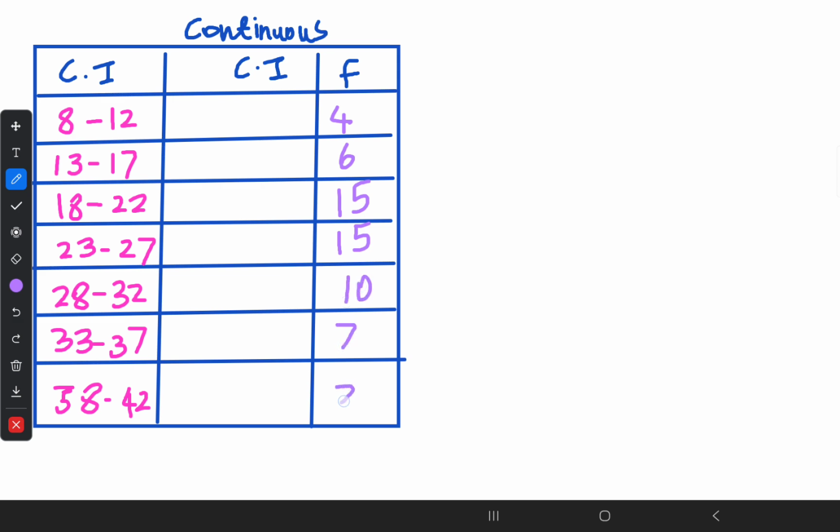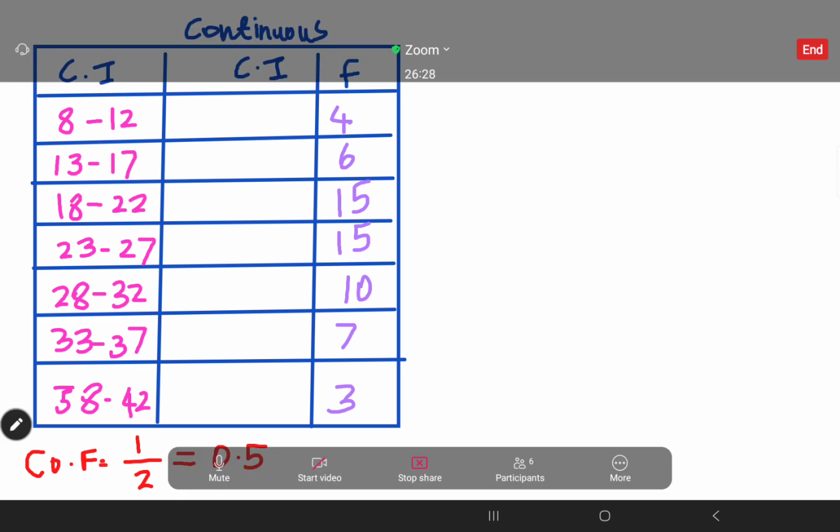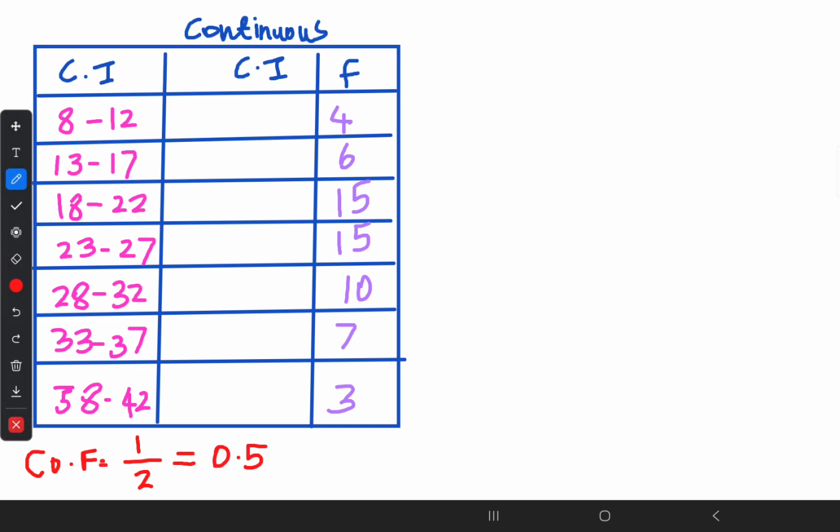Okay, so what is the difference between this lower limit and this upper limit? The difference between 13 and 12 is 1. So 1 should be divided by 2, because each interval has 2 limits. That's why it is divided by 2. The correction factor, I will not write it as CF, because in statistics CF means cumulative frequency. So I note correction factor as COF, which is 0.5.